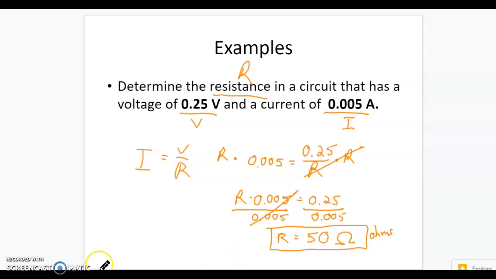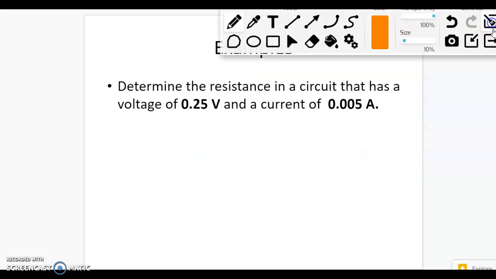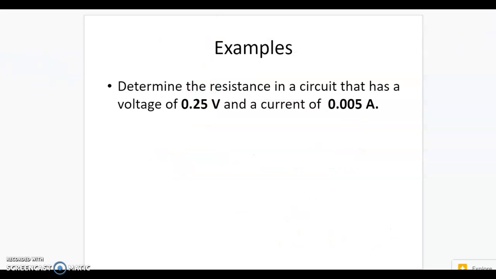That's fine either way. But that's how you solve out problems and use Ohm's law and relate current to the voltage and the resistance.